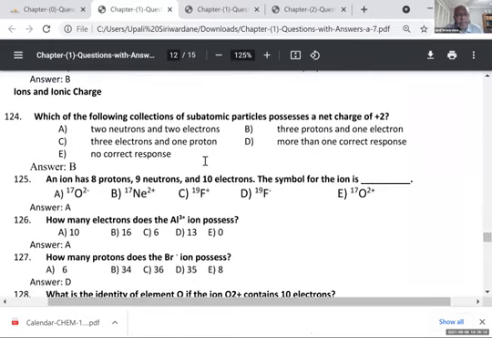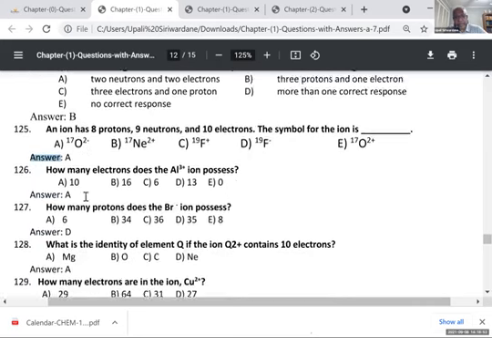Number 125. An ion has 8 protons and 10 electrons. Now, if the electrons are not matched, like 8 protons and 10 electrons, there are 2 more electrons that make a charge. So the 2- charge is this here. So therefore the proton number, atomic number, is oxygen, which is 8. So answer is A.